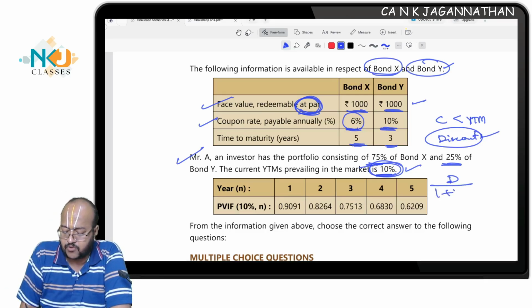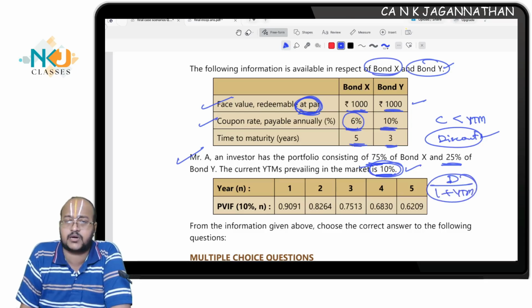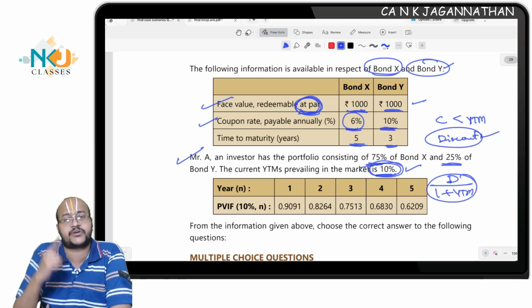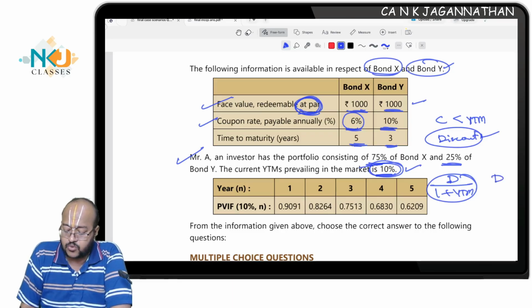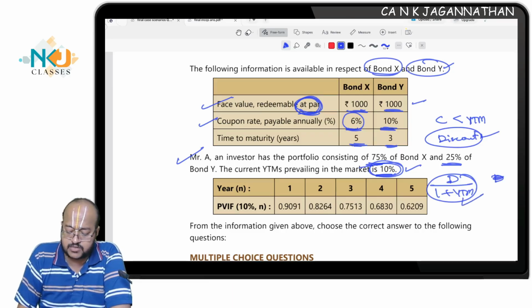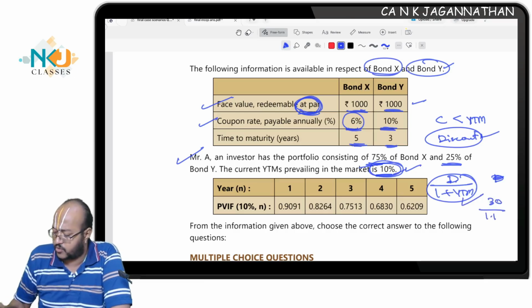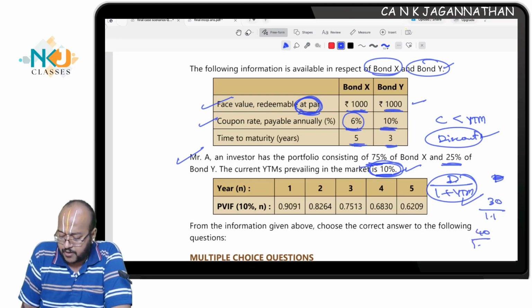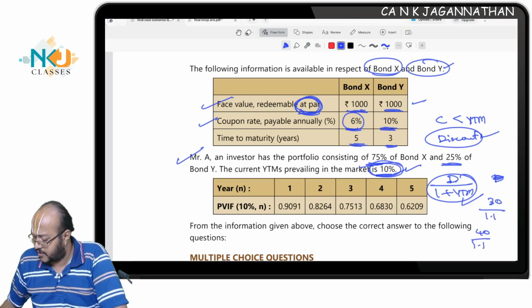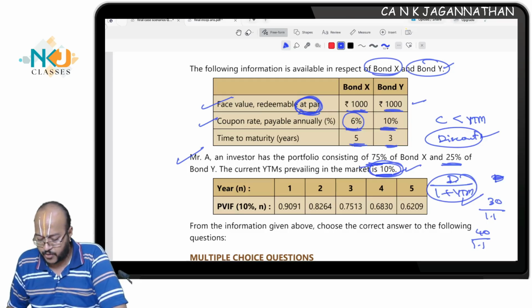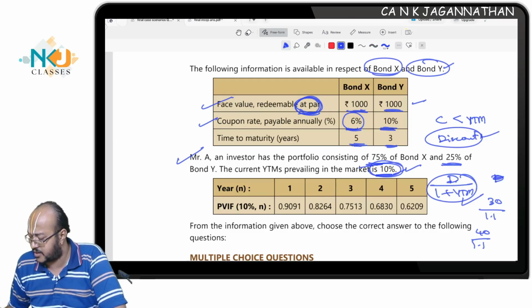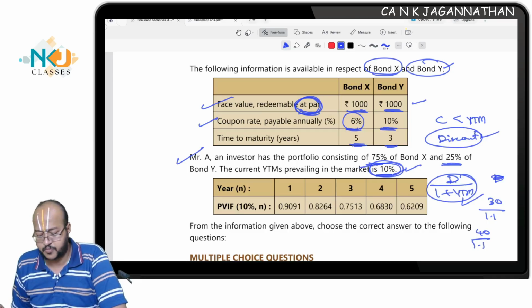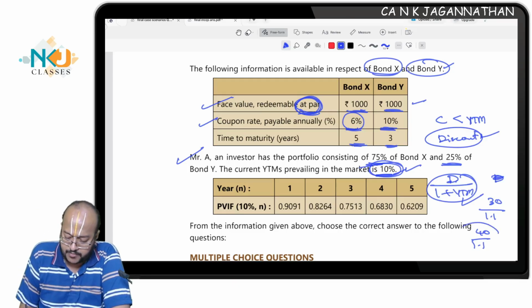But duration divided by 1 plus YTM is a volatility formula, a rough, approximate formula. Convexity we will find out anyway. This is duration divided by 1 plus YTM. Now YTM is the same at 10%, no issue. Assume the duration is 30, divided by 1.1, and then there is 40 divided by 1.1. If you do 30 divided by 1.1, how much are you getting? 27.27. And 40 divided by 1.1? 36.36. Are you all understanding what I'm trying to say?